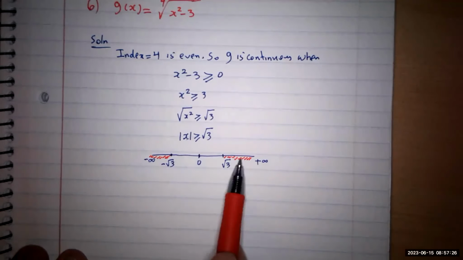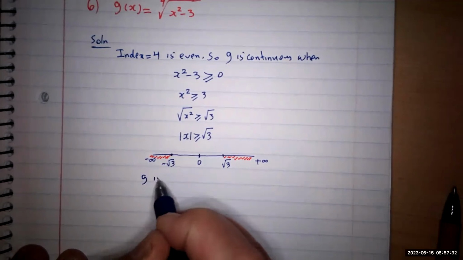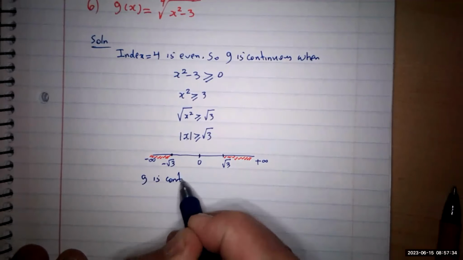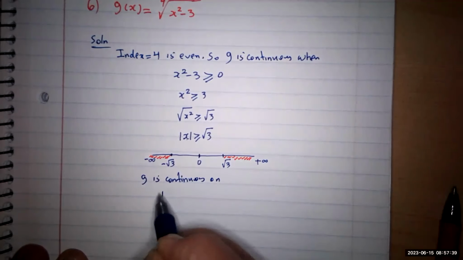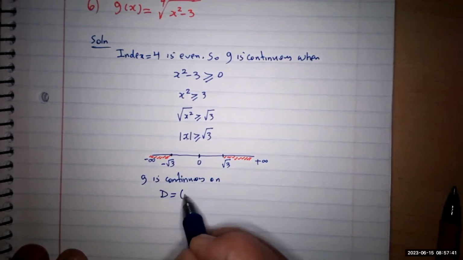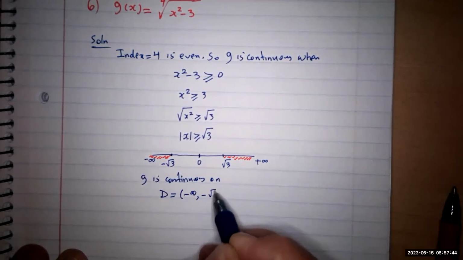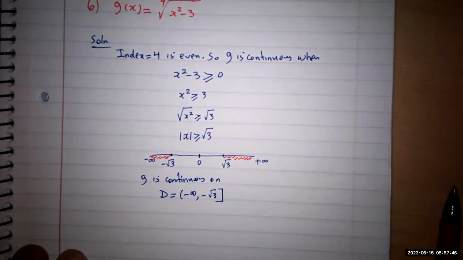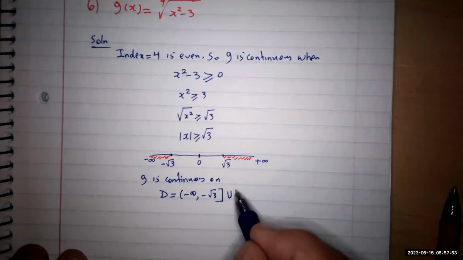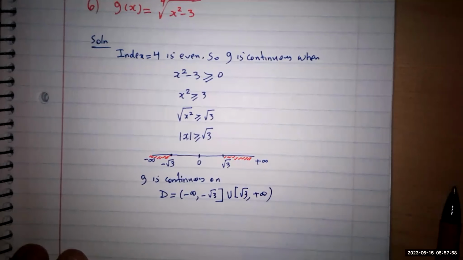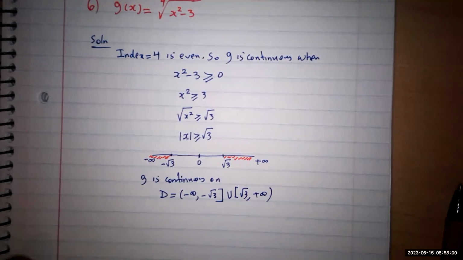Okay, so G is continuous. It's going to be continuous in its domain, which is, you start from negative infinity, you go to the negative radical 3, of course, bracket, because it's not a rational function. Union with, then you start with the radical 3, and you go on forever. So that would be where the function is going to be continuous. Any question?